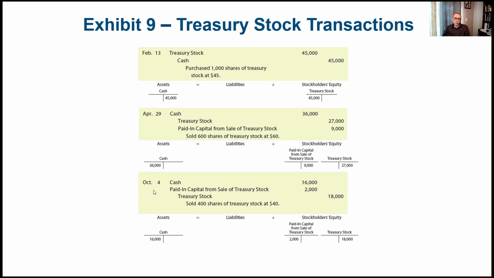On October 4th, when we sold the remaining 400 shares at a lower value than the cost, which is $40, we start by debiting cash for 400 multiplied by 40, which is $16,000. Then we credit treasury stock based on the cost, which is 400 shares at 45, and that gives us $18,000. The difference in this case would be a reduction in the paid-in capital, and it's going to be debited to paid-in capital from the sale of treasury stock.